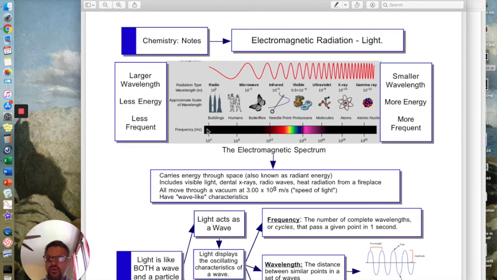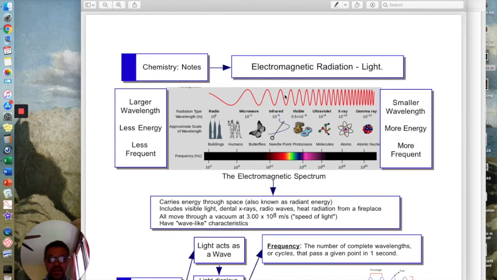So light is also called electromagnetic radiation. These are different types of light in this diagram. We start with things like radio waves, and we go from there down to microwave, infrared, visible, ultraviolet, X-ray, and gamma ray. Now, light has wave-like characteristics, meaning that much like ocean waves, light comes as a wave.